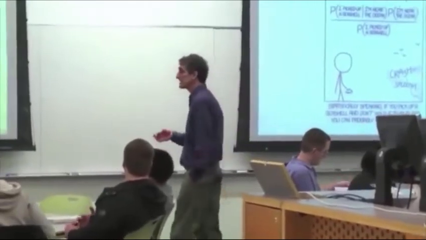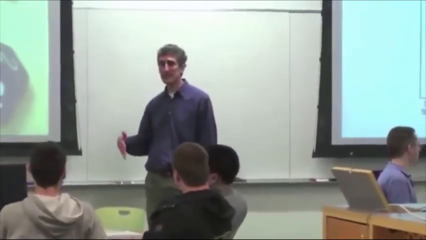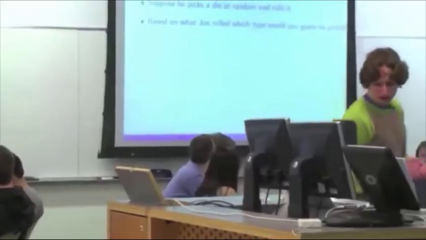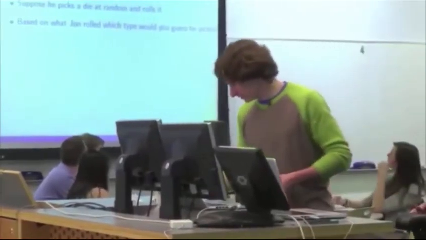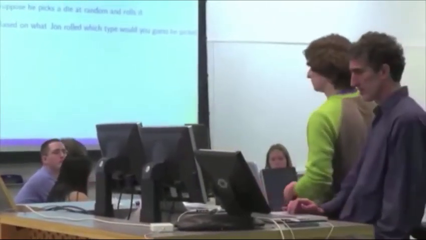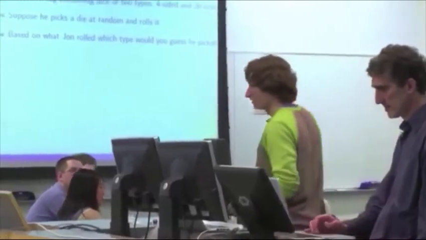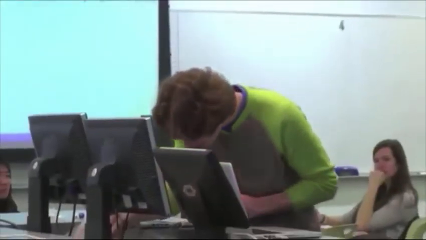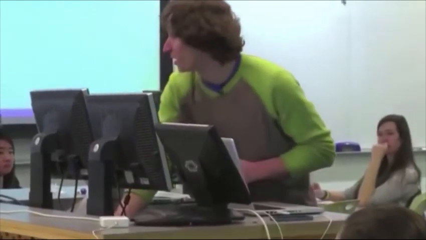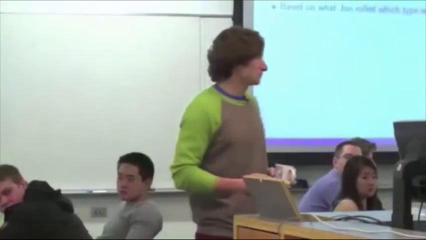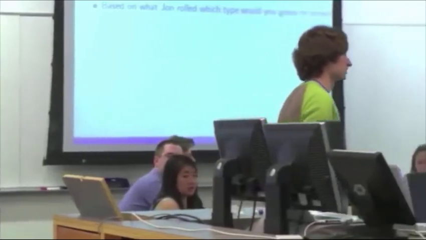Today we're going to do Bayesian updating, which is to say we're going to be using Bayes' theorem to learn from data. Suppose in this MIT mug I have dice of two types, 4-sided and 20-sided. I'm going to randomly pull out a die, roll it. All right, I got a 1. Which type of die do you think I randomly chose?